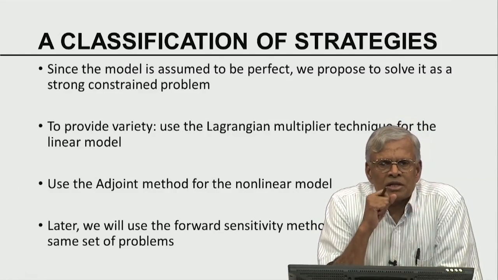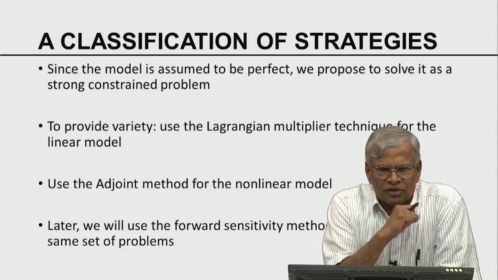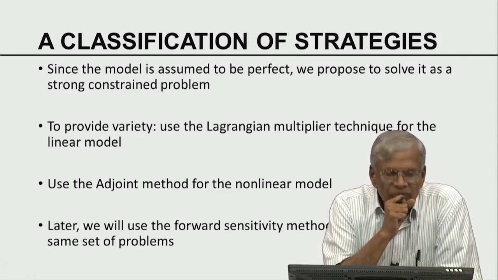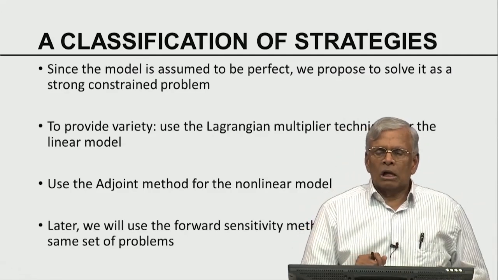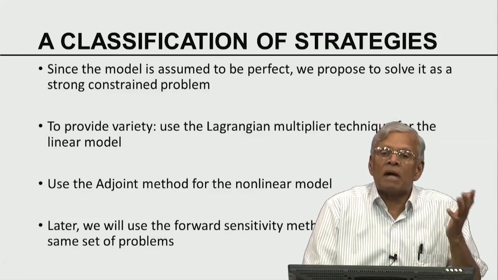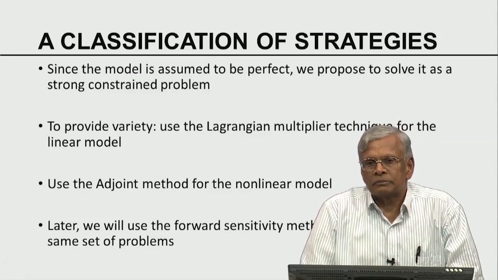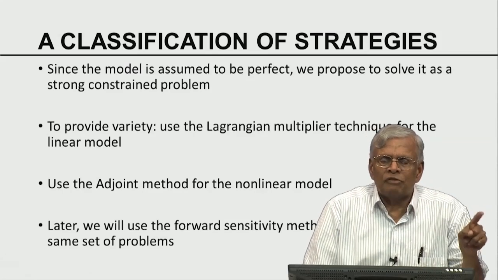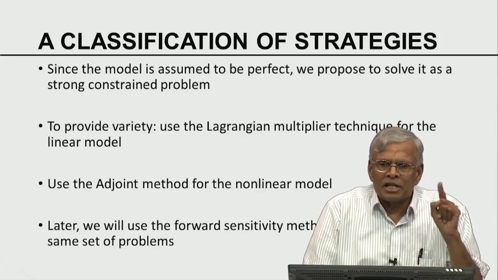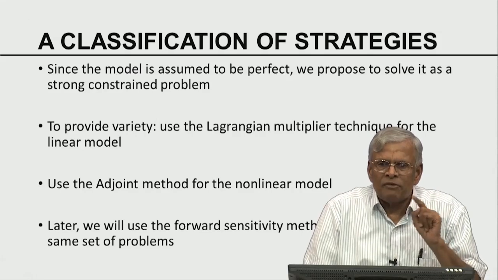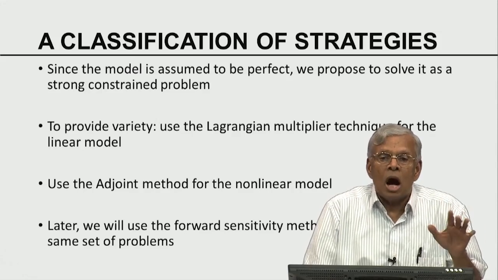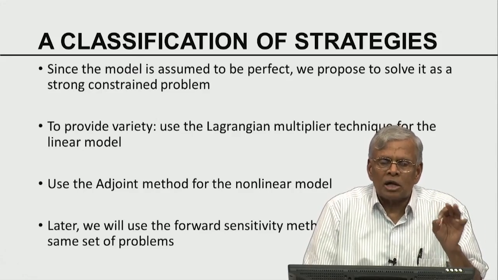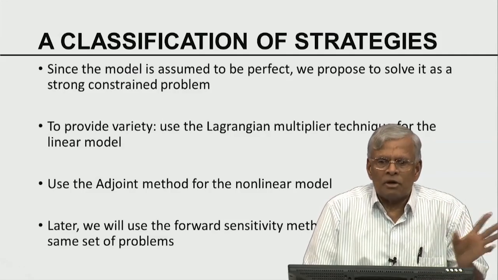A comment about some classification of strategies for solving this problem. Whenever we assume the model is deterministic, what is the implicit assumption? We assume the model is perfect. So in any analytic problem, when we assume the model to be deterministic, there is an implicit assumption about our belief of the model being the best. I have utilized the best model known to mankind. There is nothing better available, so I am going to assume the model is perfect.